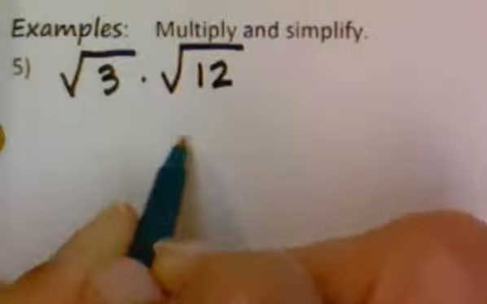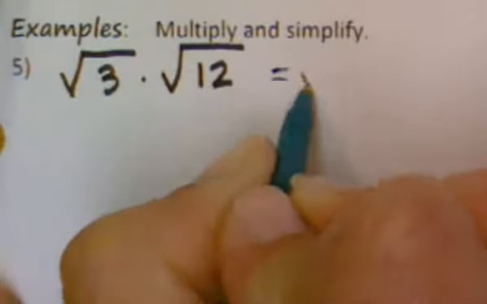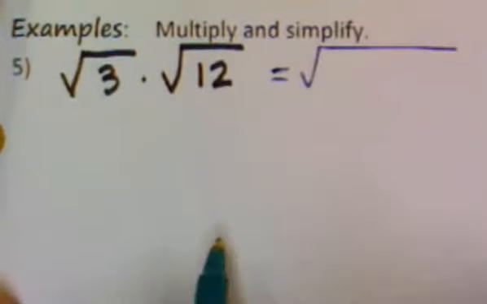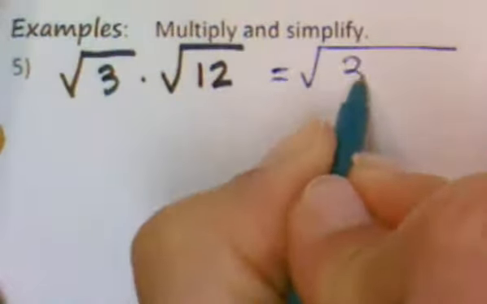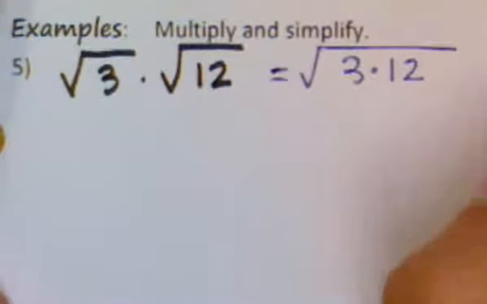Okay, and when I put them together, because I know I'm going to have to simplify, and I don't want to have big numbers, even though 3 times 12 is 36, we might get to larger numbers later, and it's easiest for me to keep my numbers as small as possible. So I'm just going to write it as 3 times 12 underneath one radical instead of separate. So I'm working backwards using this rule.